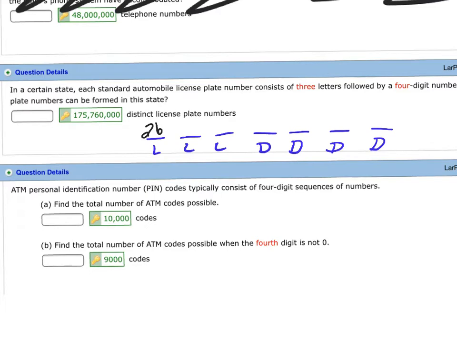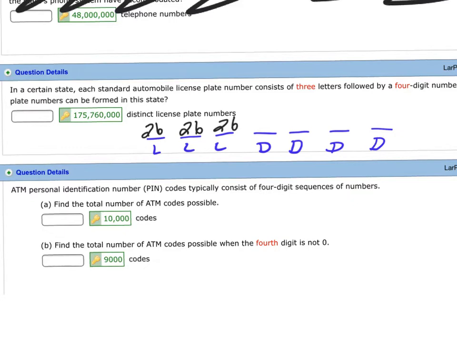How many can I use for the second one? 26. How many for the third one? 26. The reason it's 26 all the way is because they don't tell me that it can't repeat. I could have AAA, BBB. If they said they cannot repeat, then the number would change. I'll talk to you about that in a second.